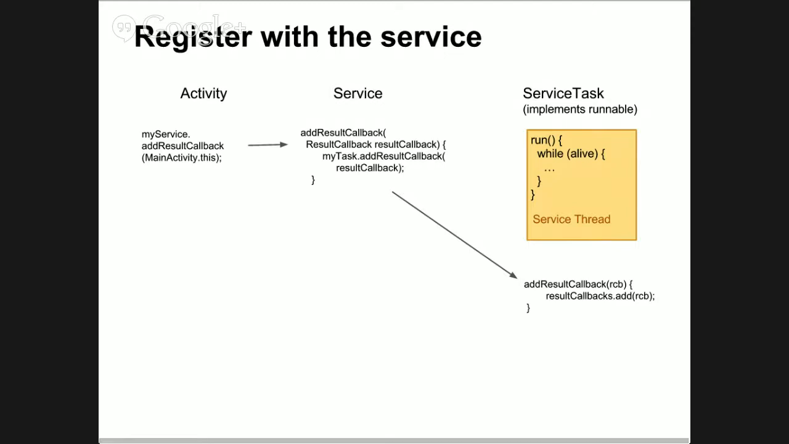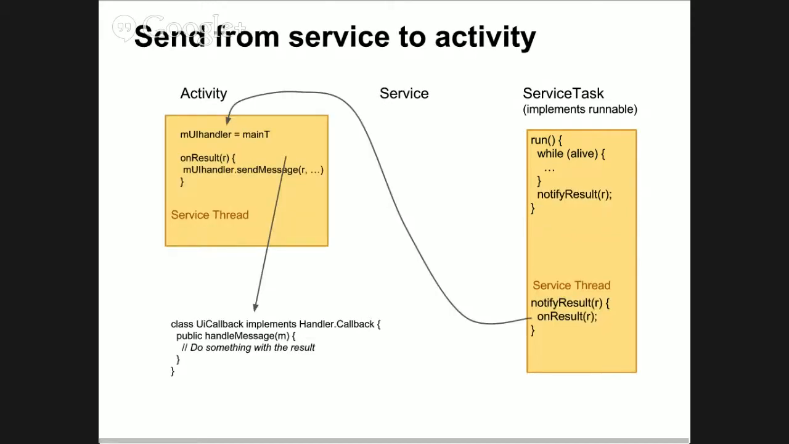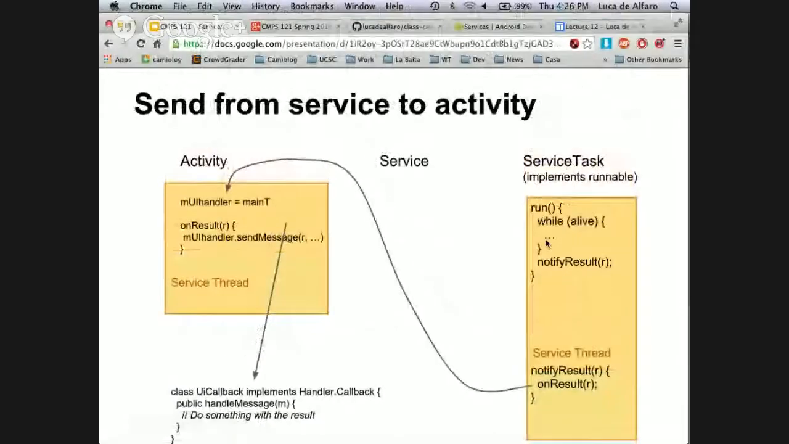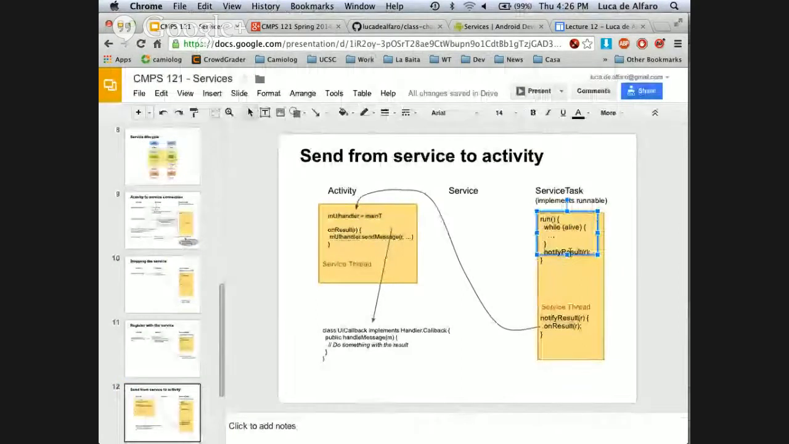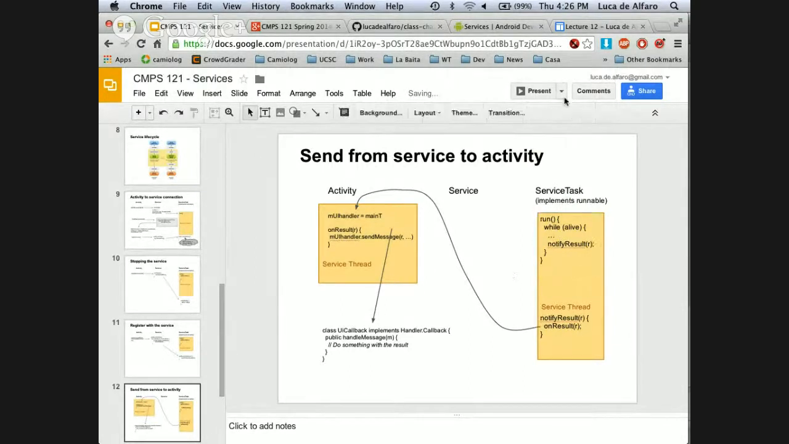Okay. How do you send stuff from the service to the activity? So now we are inside of the service. Let me make a small change to this slide again. Sorry, I noticed these errors when I make the slides. Let me put this notify result inside of that loop. I think it's a slightly more interesting example.